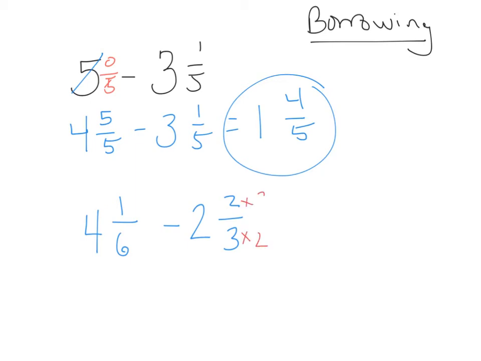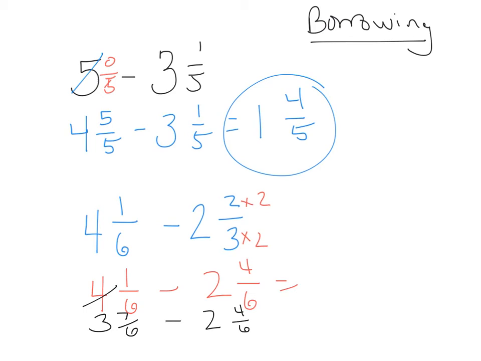We multiply both the numerator and the denominator. Do not forget, rewrite the entire problem. 4 and 1/6 minus 2 and 4/6. So now, can I do 1/6 minus 4/6? I can't. I need to borrow. I need to take a whole away from the 4, turn it into a 3. I add the 6/6 because I took the whole away. 1 whole equals 6/6. Back to the fraction. So I have 3 and 7/6 minus 2 and 4/6, which equals 1 and 3/6.